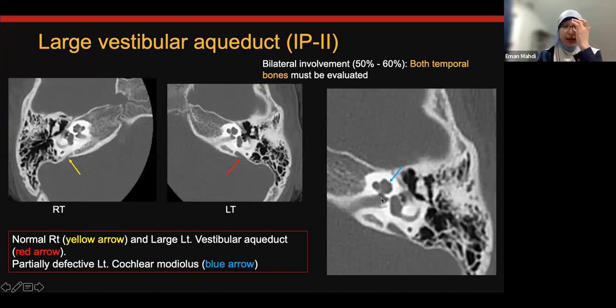Also in this case, on the left side, there is some dysplastic appearance of the cochlea, like there's an issue with the partition. We don't see all the interscalar septation, and even the modiolus is not very clear. So that's incomplete partition type 2. And these can be bilateral in about 60%.